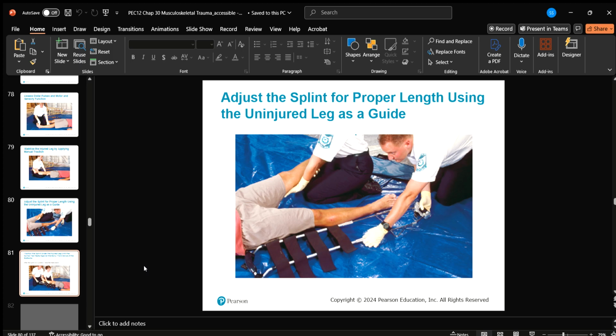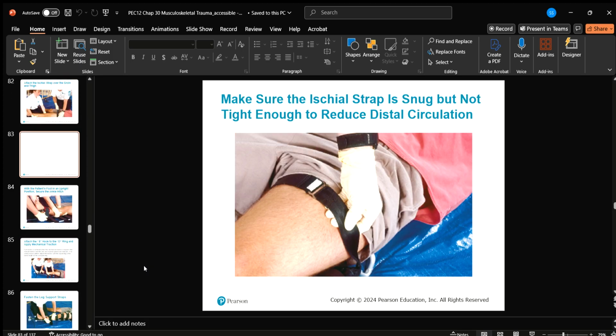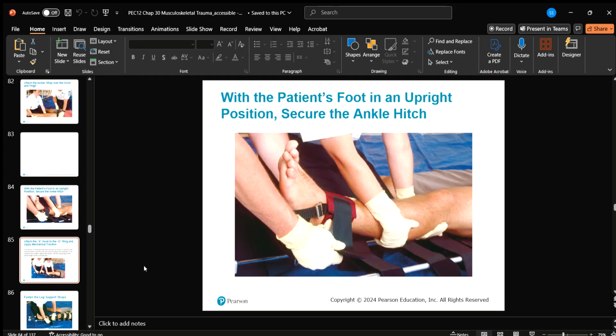Here's just the how-to for a traction splint. This is one thing people forget all the time. I don't know why. The ischial strap, I don't know why. It's an integral part of it, but people forget to use it.